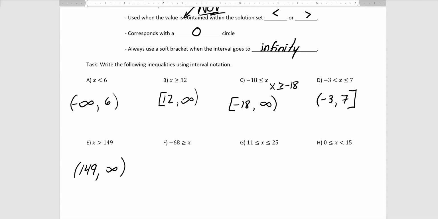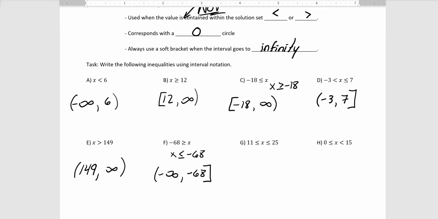Okay, negative 68 is greater than or equal to x. That's the same thing as saying x is less than or equal to negative 68. So with that in mind, I can see that x has to be less than or equal to negative 68. So negative infinity is the smallest it can be. The greatest it can be is negative 68. And since it has that equal to symbol, that hard bracket's going to be there.